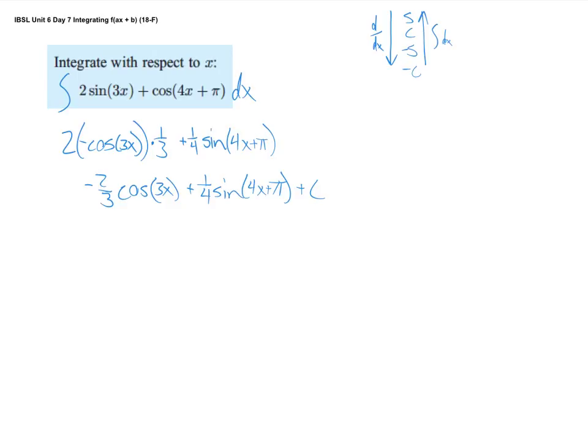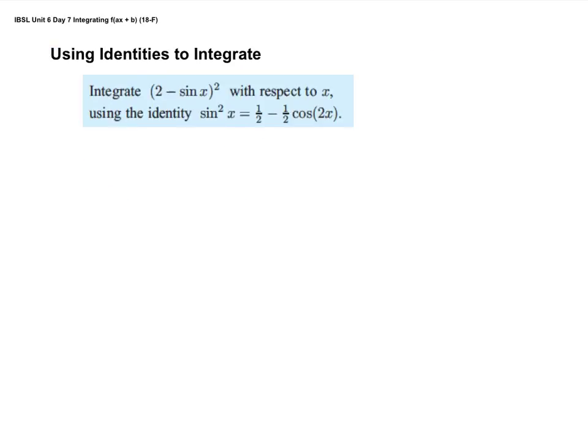Now, one of the things that we have to do in integration is that when we're dealing with trig functions, there are a lot of things that we actually can't integrate as they are. For example, if I were trying to find the integral of 2 minus the sine of x quantity squared, the first thing we might do is FOIL that out. So we have a 4 minus 4 sine x plus sine squared x.